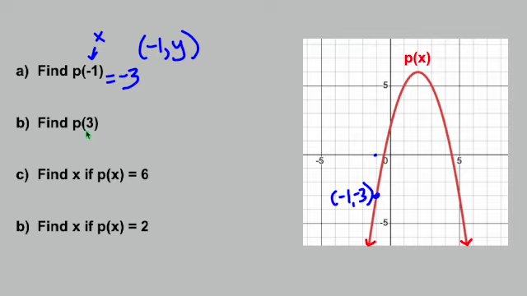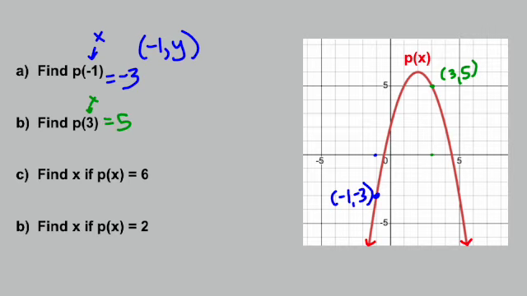If I said p of 3, this means I know that that's going to be my x value once again right here. So I'm going to go over to x is 3, 1, 2, 3, and I'm going to hunt for anything vertically that crosses through this 3. And there it is right over here. And that point would be 3 comma 5. So now my answer is 5.